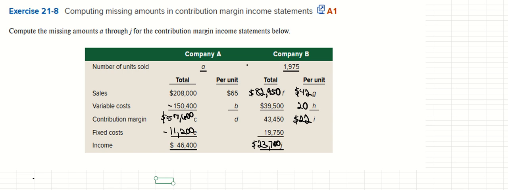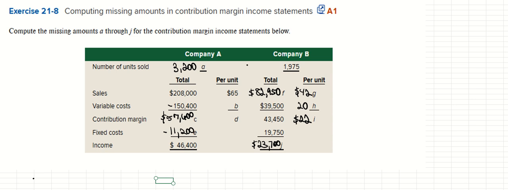Now we're going to go over to company A and figure out the missing pieces that are left. We have letter A, which is the number of units sold, and for company A that's missing. To determine the number of units sold, we take the total sales of $208,000 and divide it by the $65 sales per unit. So 208,000 divided by $65 per unit gives us 3,200 units sold for company A.